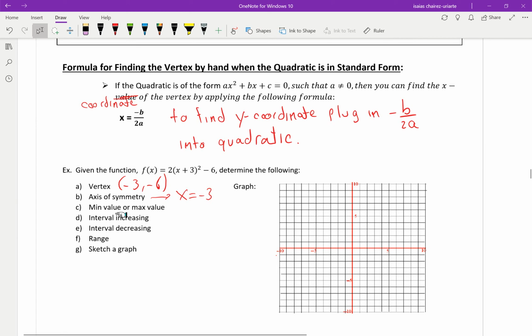And now I need to determine the minimum value or the maximum value. Well, first of all, am I going to have a minimum value or a maximum value? I'm looking at this 2 right here in front of my x plus 3 squared part, and that 2 is positive. That means that my parabola opens upward, and so therefore my vertex is going to be a minimum. So I'm going to have a minimum value.